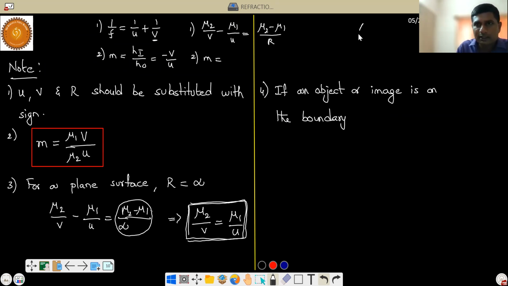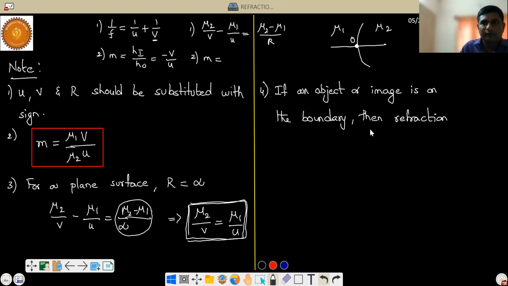boundary means, suppose let us say like this, suppose this is a spherical surface separating two different media, mu1 and mu2. Suppose object is here only, at the boundary, or image is at the boundary itself, then refraction will not happen on that boundary.